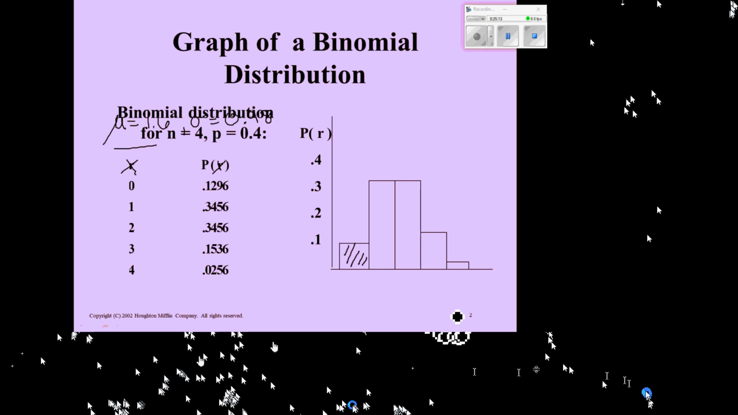probability. So if we look at this rectangle right here that I'm shading in, this rectangle is 1 across, and it is 0.1296 high. So the area of this rectangle is just my probability. Area will equal probability.